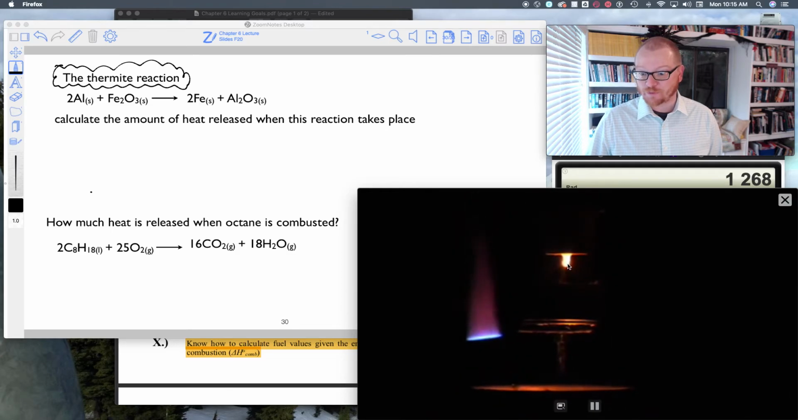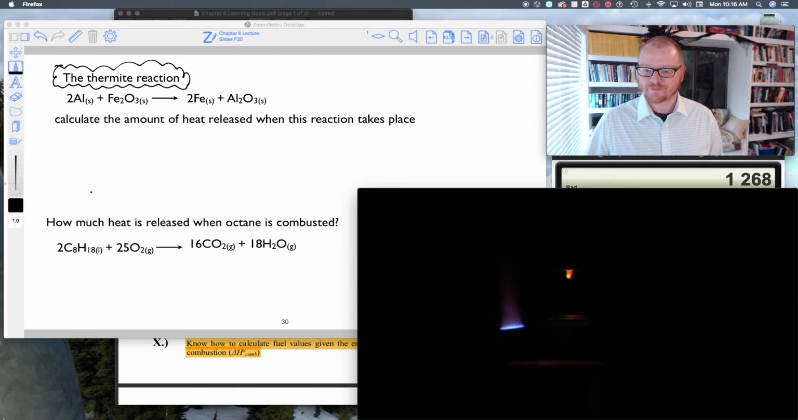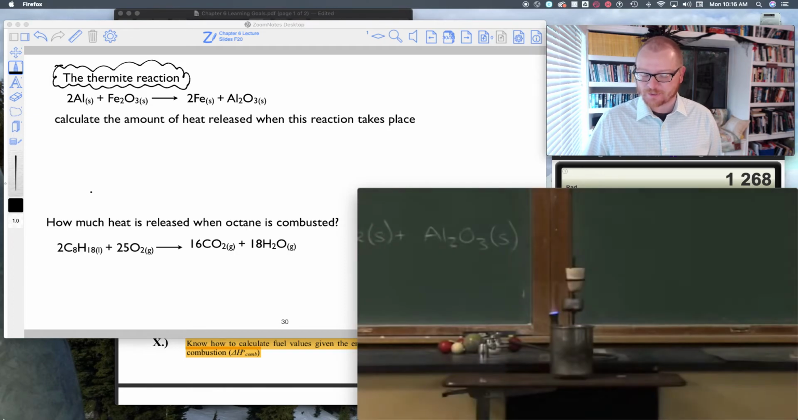So there's a drop of liquid iron. It's catching the iron so that it doesn't go into water or hit the table or something like that, because it's at about 3250 centigrade. It's very, very hot. 3,250 Celsius.